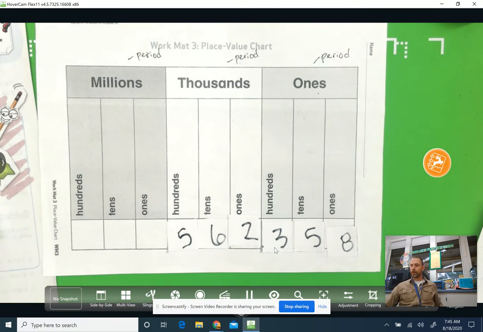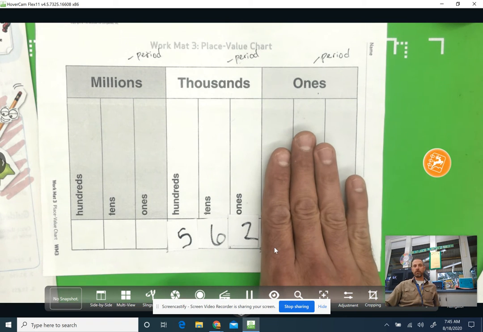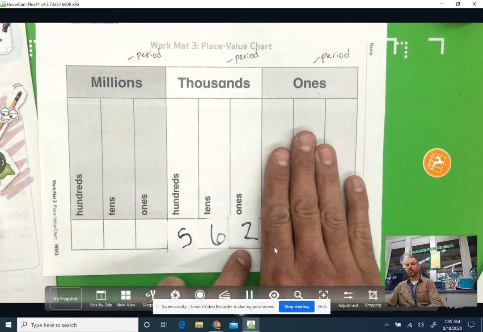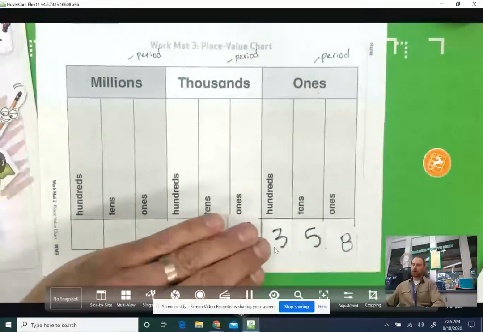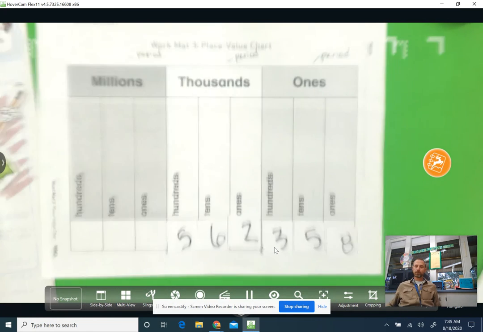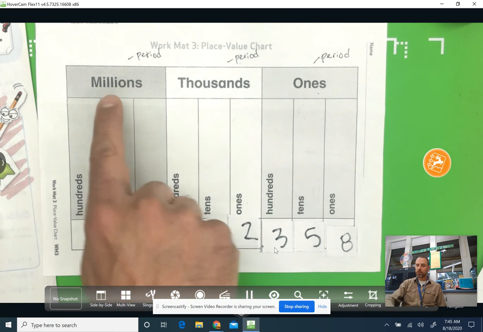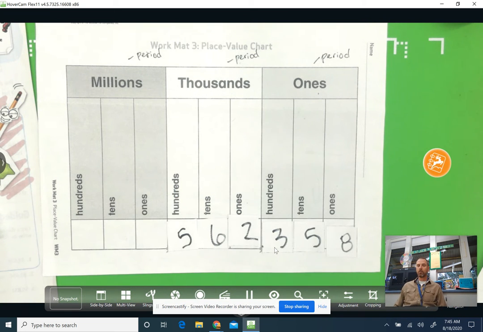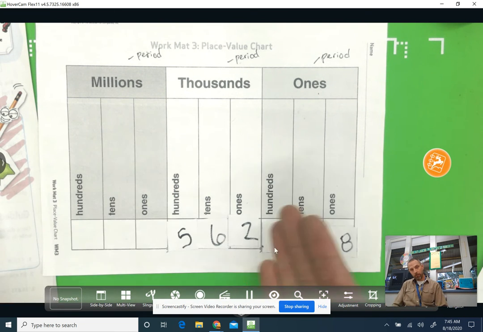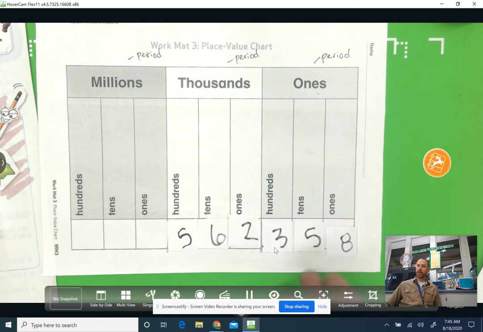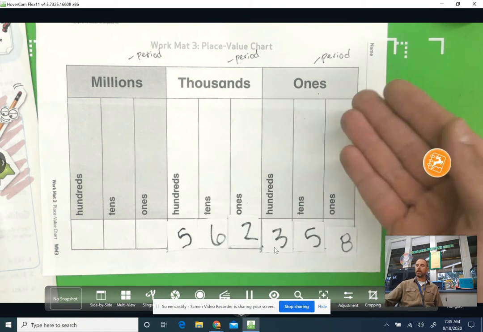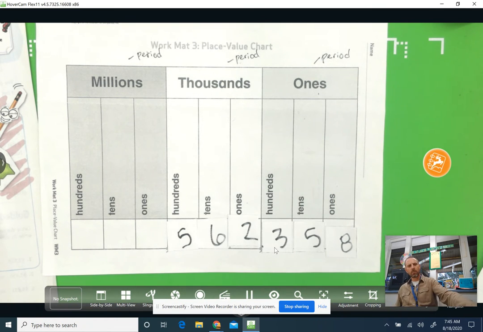If we make this number even larger, we're going to be going into the 100,000s period. So now we have, if you cover up the ones period and just read one period at a time, 562,358. Okay, so when we're starting to read these really large numbers, just read one period at a time. Okay, read the largest period first, and then move on down to the smallest period. In this case, we're dealing with the thousands period and the ones period.